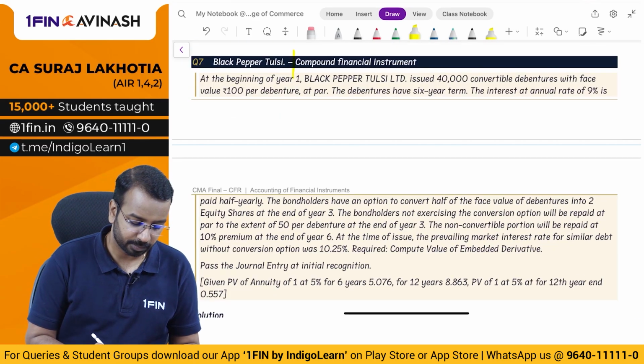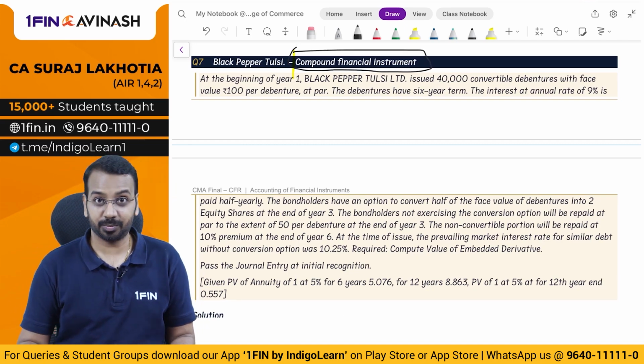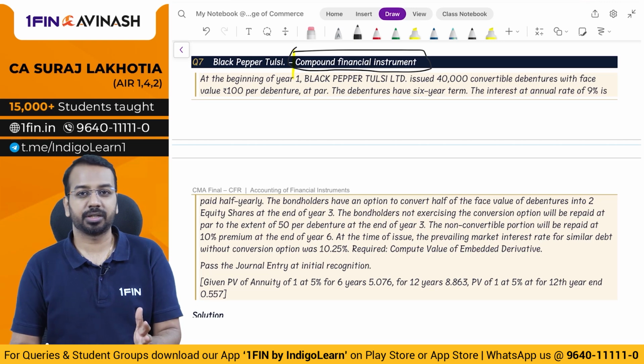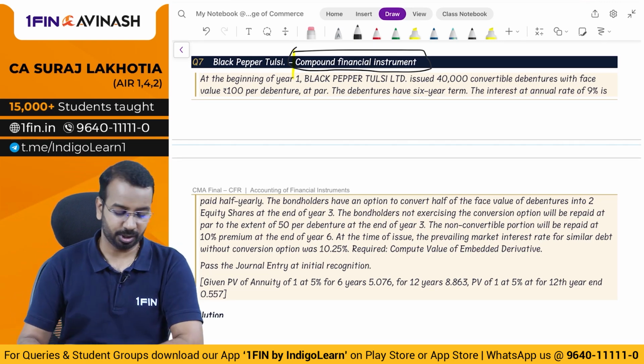This is from a past exam paper, compound financial instrument. Though the suggested answer is not correct, I would say 100%. Still, I will give you both the versions that will help you understand what is the right approach and what you can do in the examination as well.